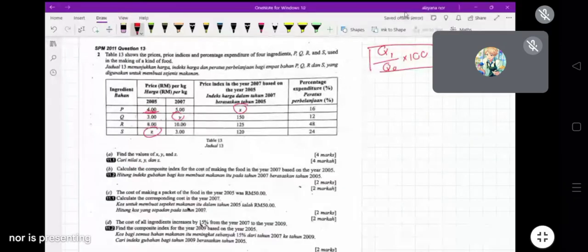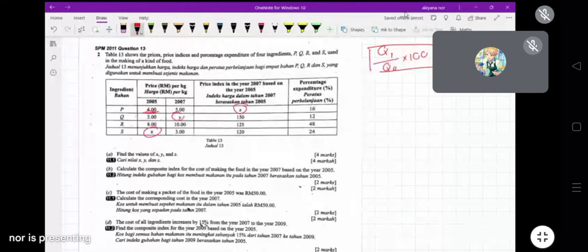Alright, question 2. Table 13 shows the data. Read it yourself, okay? A. Find the values of x, y, and z. This is simple. Basically we'll be using the same formula as always, which is Q1 per Q0 times 100. We'll be using that to calculate x, y, and z.